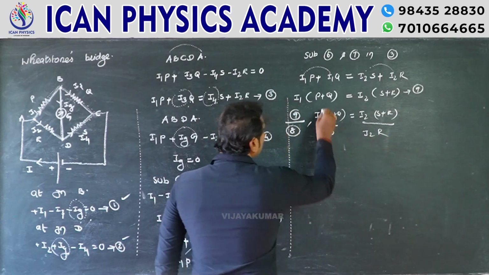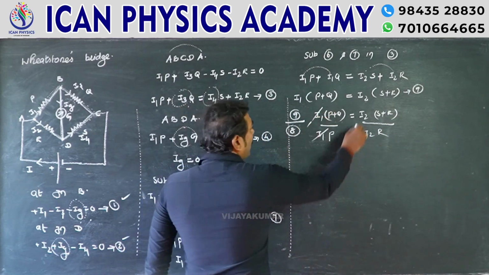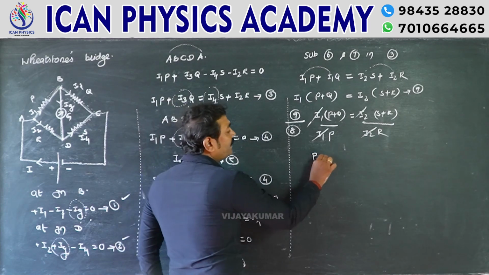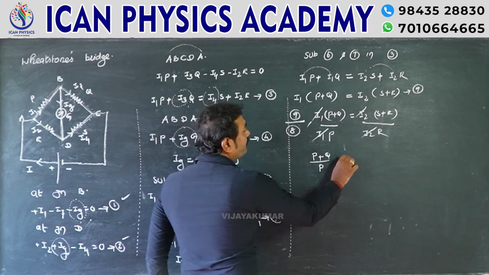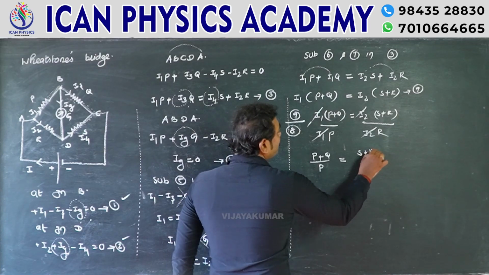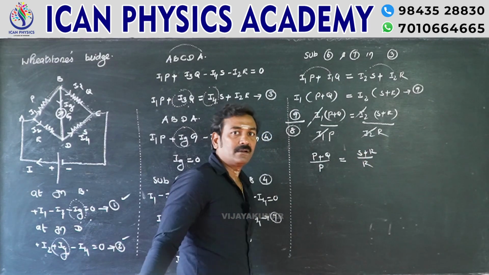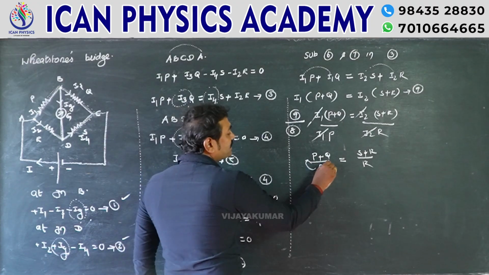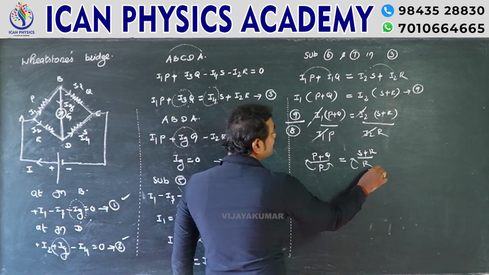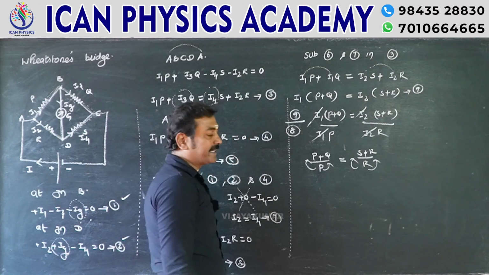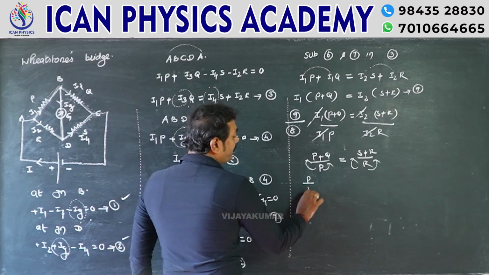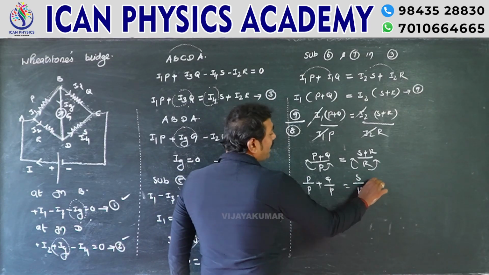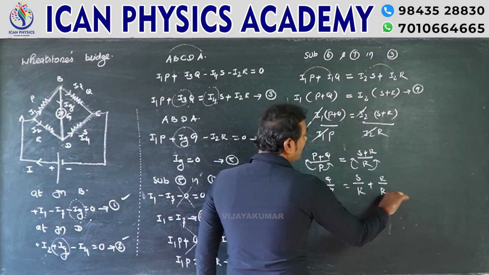I2R. So I1 getting cancelled, I2 getting cancelled. So what is the remaining? P plus Q by P equal to S plus R by R. Right, so the P is common to the first term and the second term, and the R is common to the first term and the second term. So it becomes P by P plus Q by P equal to S by R plus R by R.